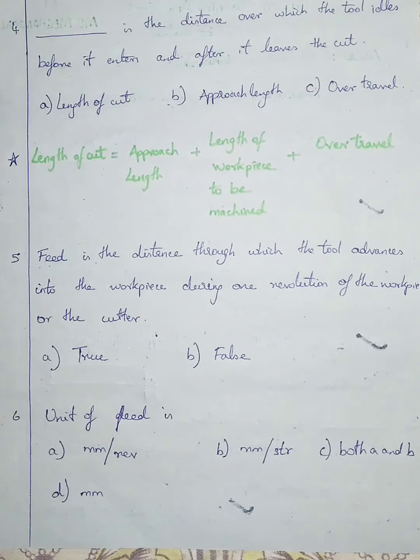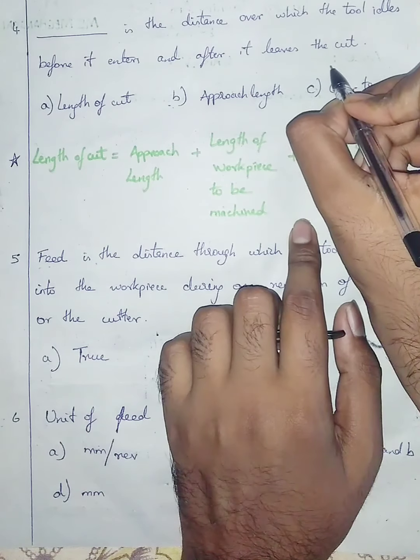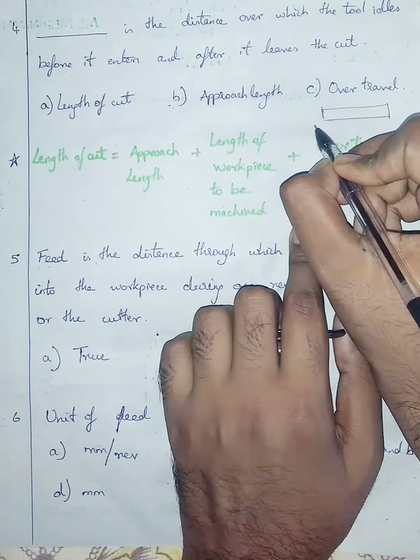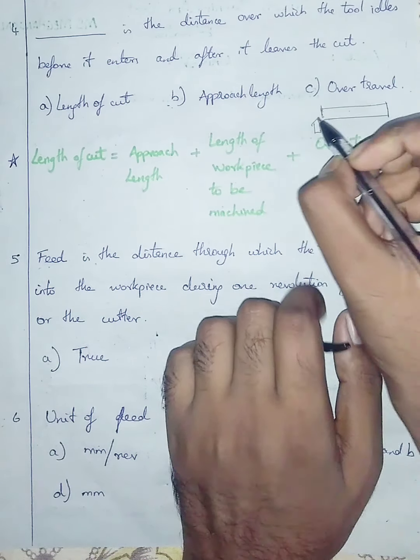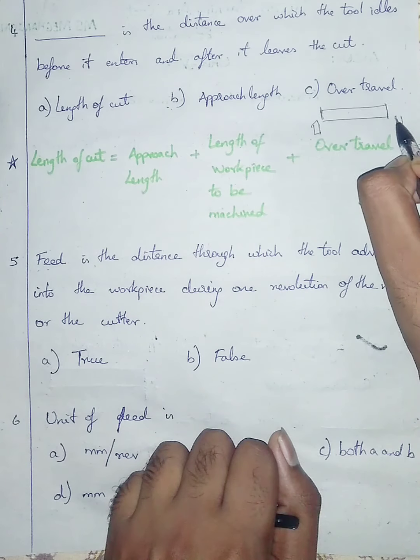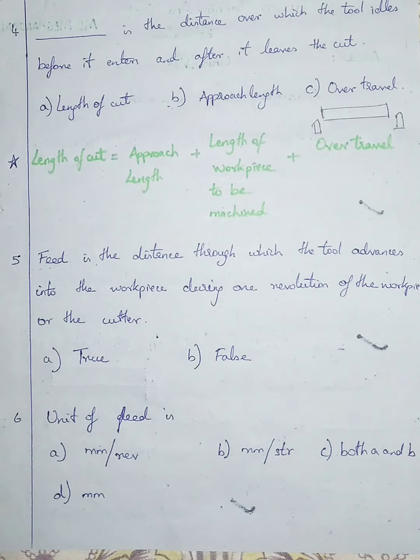Question number 4. Dash is the distance over which the tool idles before it enters and after it leaves the cut. Consider this as a workpiece, and this is our tool. First there will be some idle time. After finishing the operation, there will also be an idle time. The tool will be running till some depth, till some length. That length is called as what? This is the question asked.